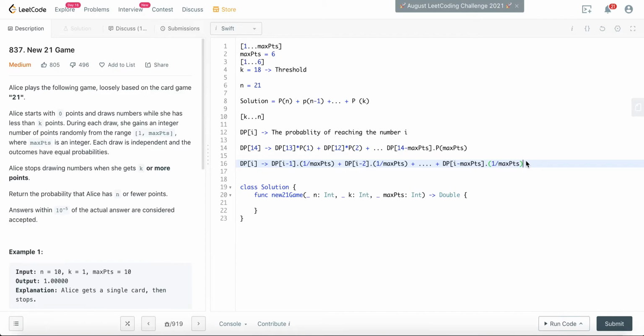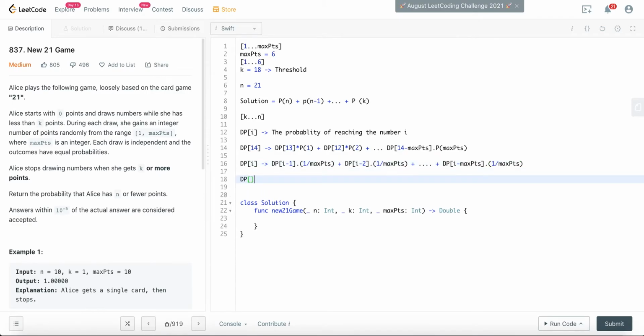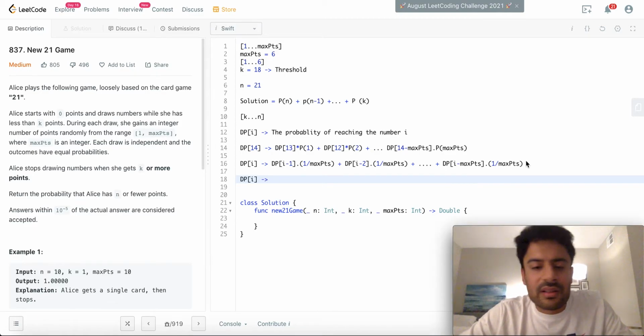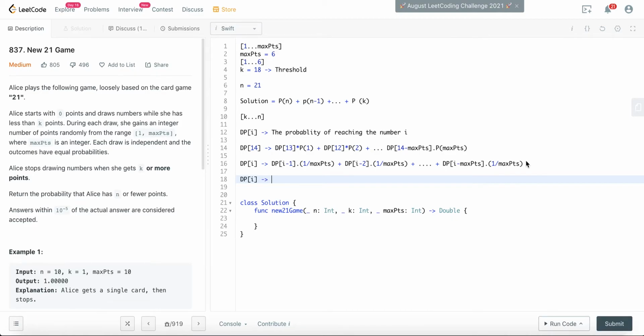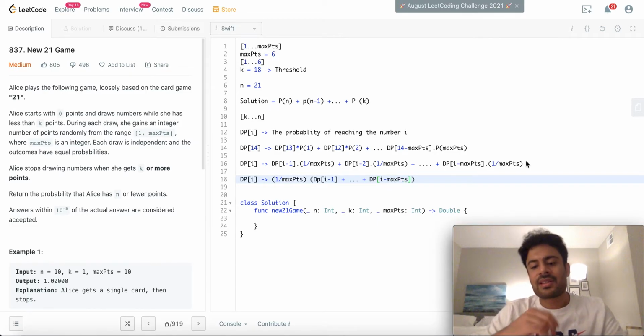Let's simplify this more, because it adds value. It will help us think better as we go. I'm just doing some basic algebra here, getting the fraction outside and writing this as a sum of dp of i minus 1 until dp of i minus max points, and that's it, honestly.